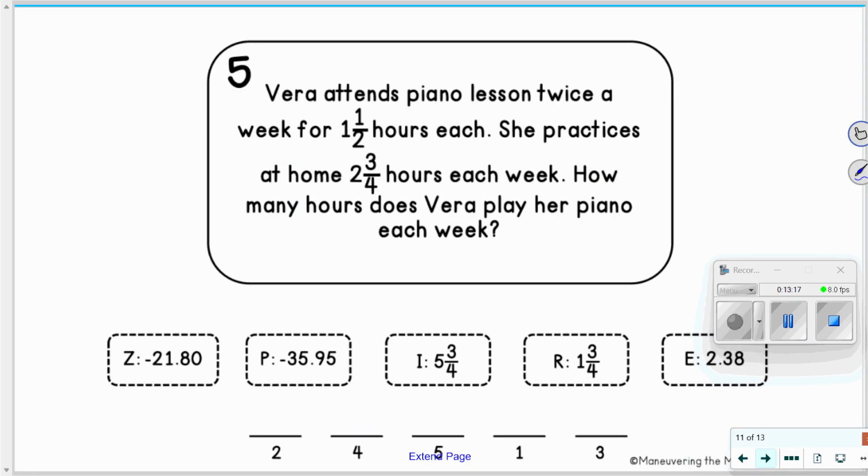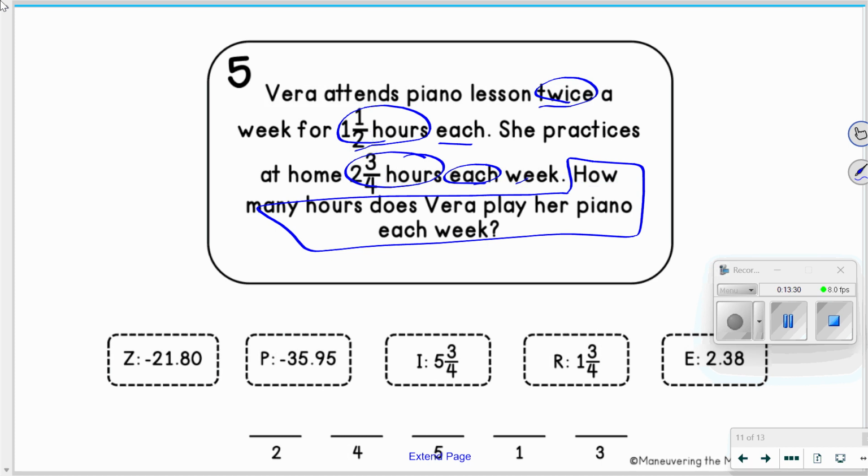And our last one, she attends lessons twice a week for 1½ hours each. She practices at home 2 3/4 hours each week. How many hours does she do on her piano each week? There's our question. So twice of 1½ gives me 3 hours plus the 2 3/4. This is one of the few that I would say if you didn't show work, I can see it because I'm just adding the whole number to that. Makes it 5 3/4. So my last answer was I.